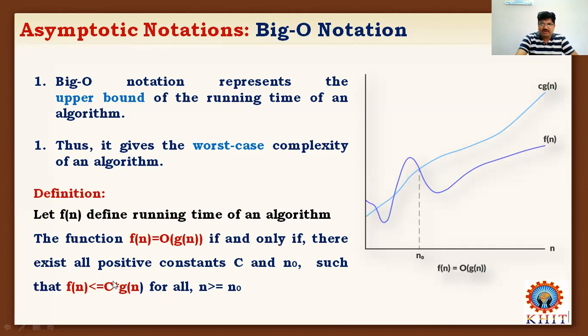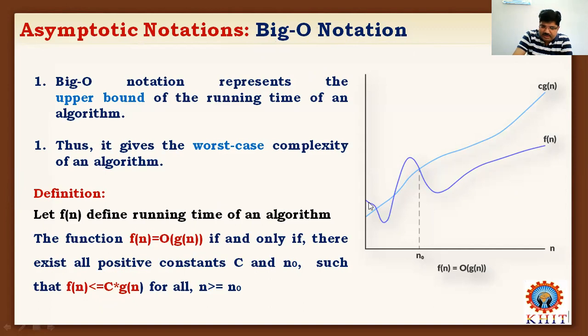That means which one will be the upper bound? C into g of n is the upper bound, and f of n is less than or equal to it. That means the function f of n value is less than or equal to C into g of n. When this statement is to be executed, obviously we can consider the given expression as big O notation, it comes under big O notation.